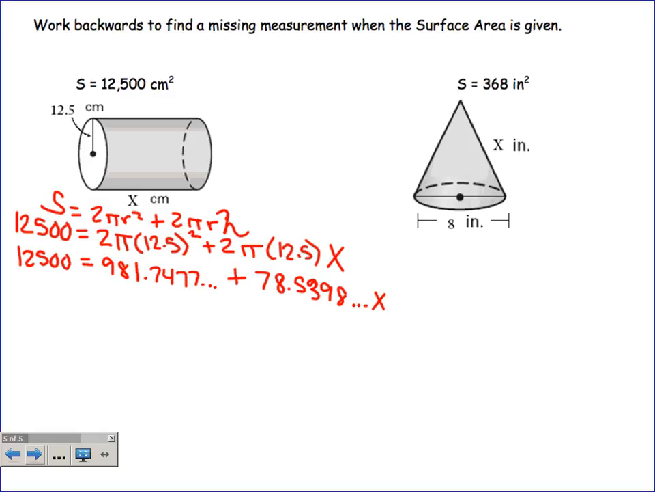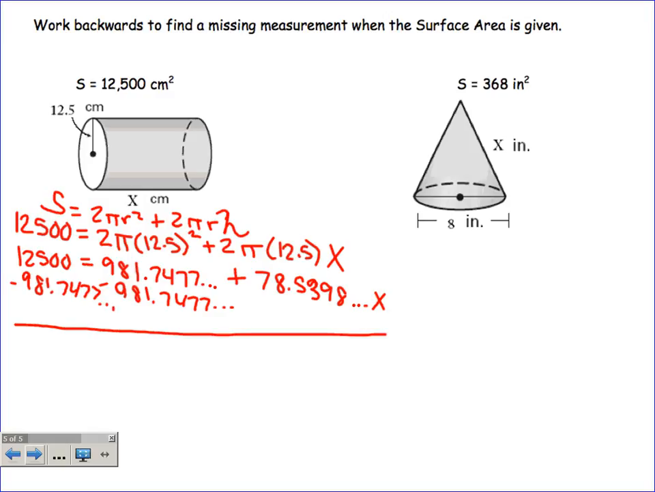Okay, so we're going to start off with our 12,500 number. We're going to subtract this number over here, right? Subtract that whole number there. Why do the numbers have to be so big? Let's see, so 12,500 minus that whole number equals 78.5398 dot dot dot x.